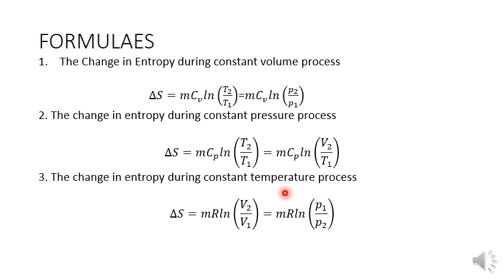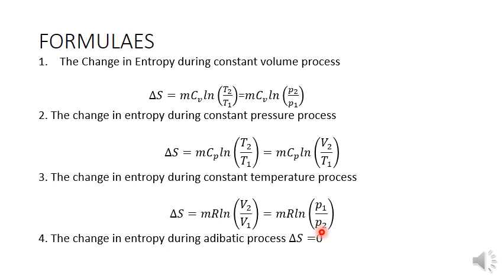In the fourth one, the TS diagram is a vertical line. Here they have given the change in entropy for the adiabatic process. Already we discussed that delta S is equal to 0, because in the adiabatic process no heat transfer takes place, so the change in entropy is 0. Hence we call it an isentropic process. The adiabatic process is represented by a vertical line, that is S1 is equal to S2, because S2 minus S1 is equal to 0. That's why S1 is equal to S2, or we can write delta S is equal to 0.